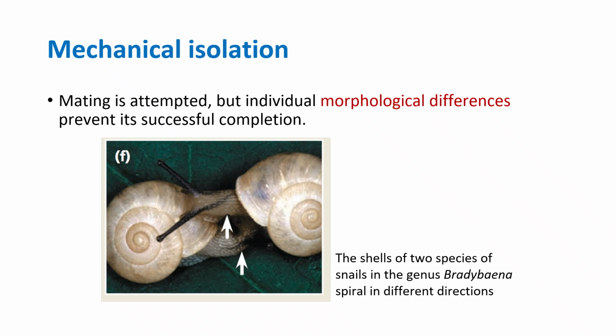Another reproductive barrier is mechanical isolation. This is caused by morphological differences between the two species, and anatomically, they just can't make mating happen. For example, we have here two snails with shell spirals in different directions. One spirals counterclockwise to the left, and the other has a right spiral, clockwise. As a result, the two snails' genital openings can't align with each other, therefore mating cannot be completed.